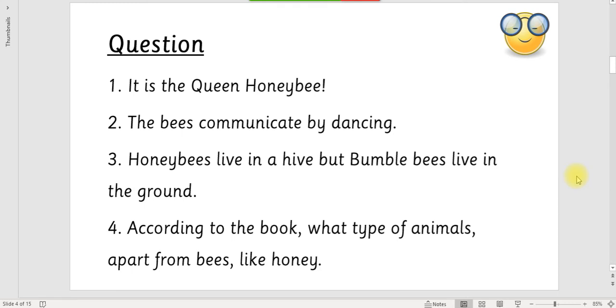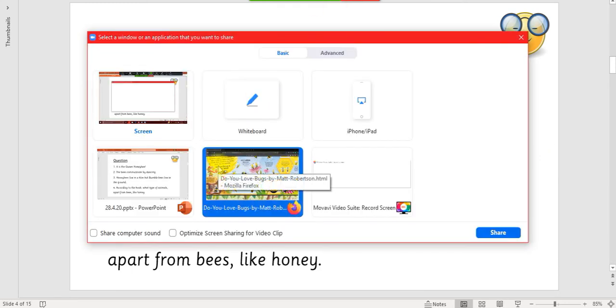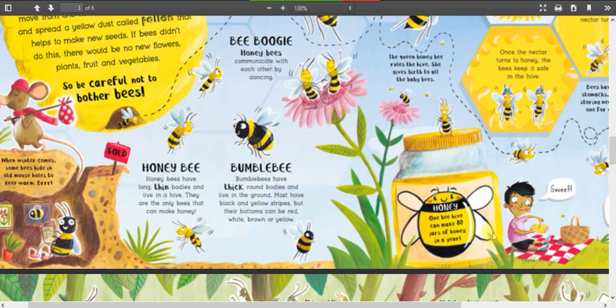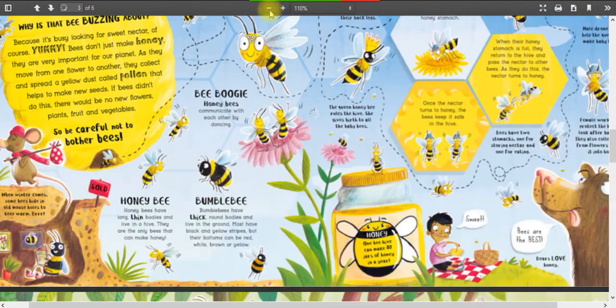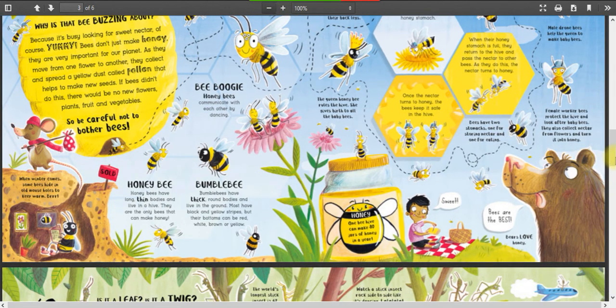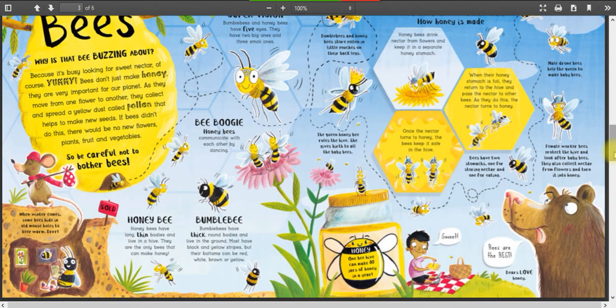Right. Now, I wonder if you can remember that, because that was very, very quick on a very, very small part of the book. Now, you might know lots of animals that like honey, but it does say, according to the book, so we can only do it if the book tells us. Now, does it mention any other animals?